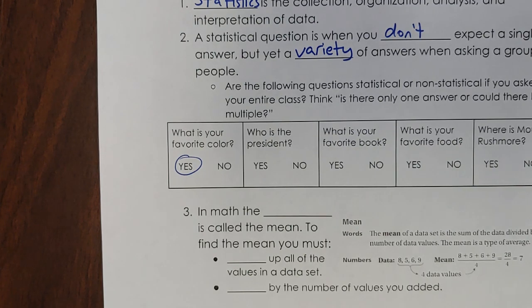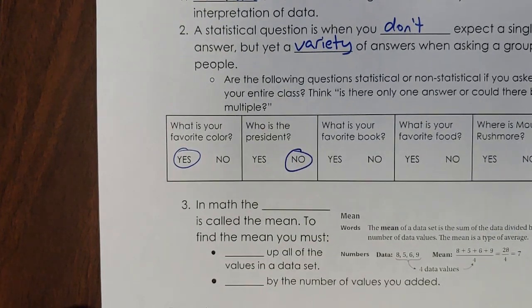How about who is the president? Is that a statistical question? No. Because the president is Joe Biden. That's the president of the United States. It doesn't matter how many people ask this. If somebody says something otherwise, they're wrong, right? I mean, that's who the president is. So this is not a statistical question. What is your favorite book?